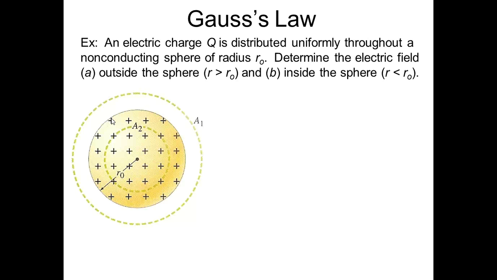But tell me something about those charges. Can they move freely? No, they can't move freely. Okay, so in this example, we have an electric charge Q, and it's distributed, it's static. It can be distributed uniformly throughout this non-conducting sphere of radius R naught. Determine the electric field A outside the sphere and B inside the sphere.